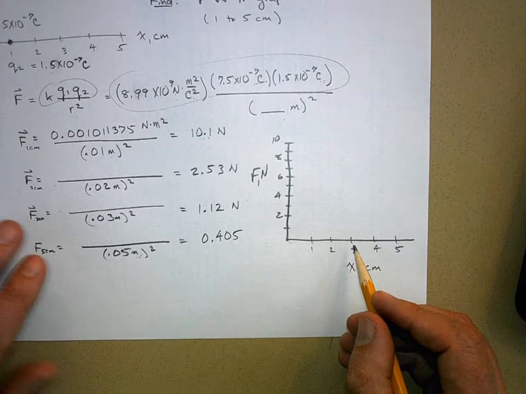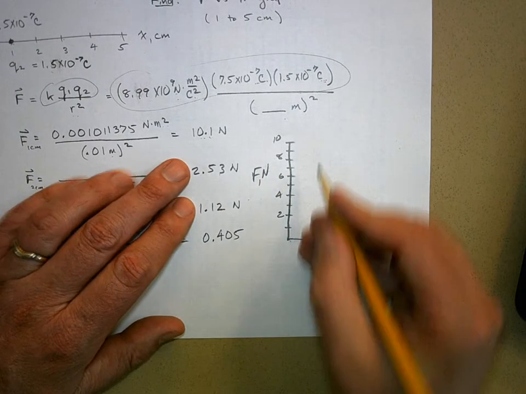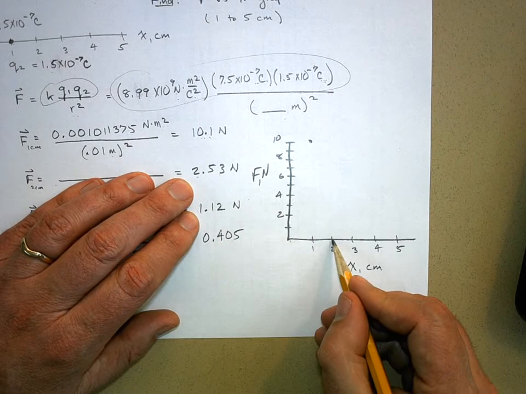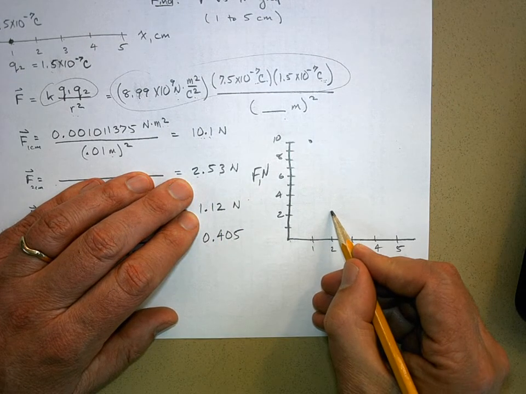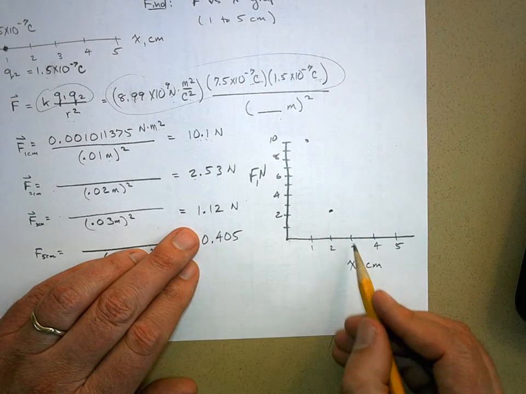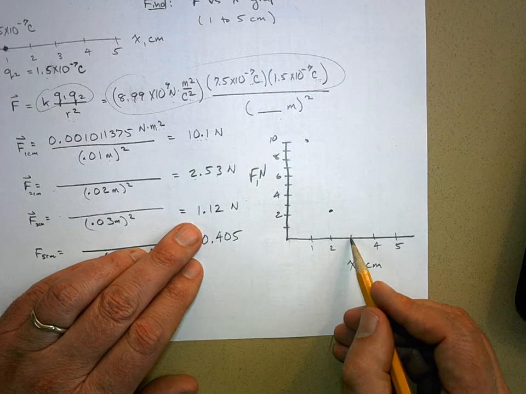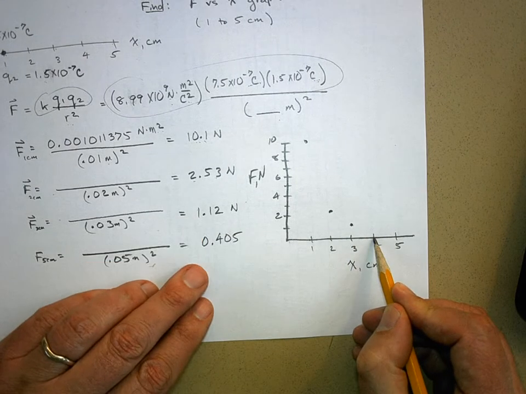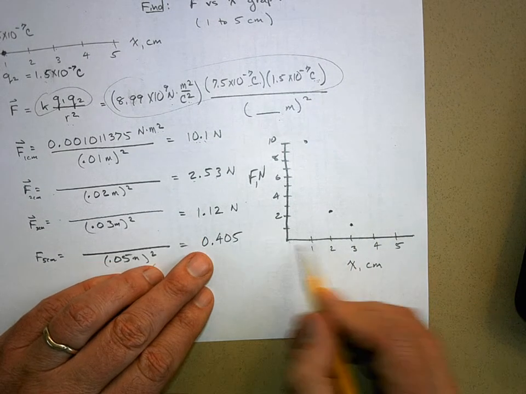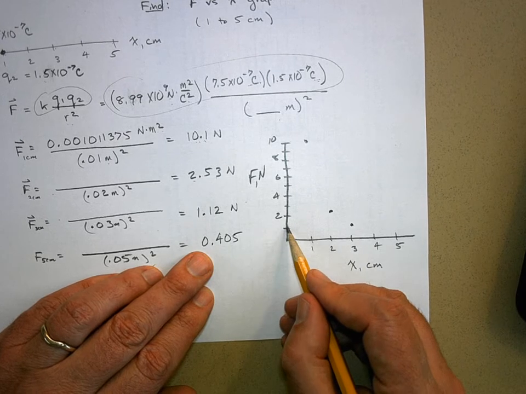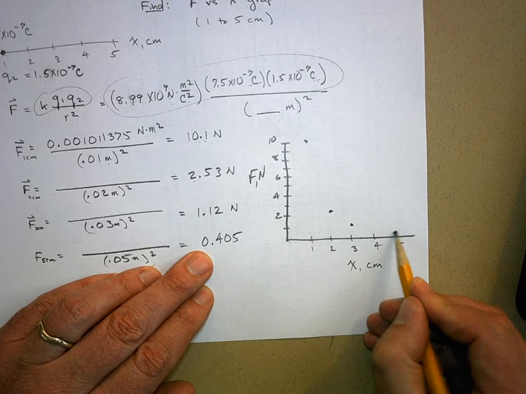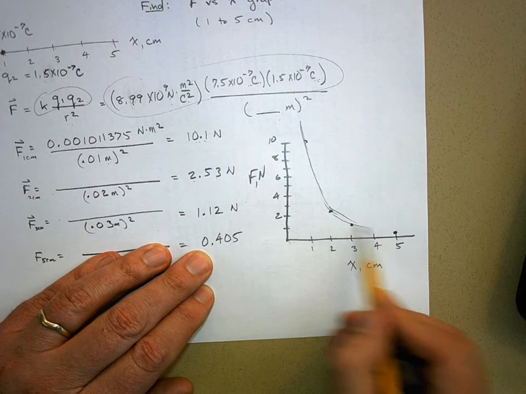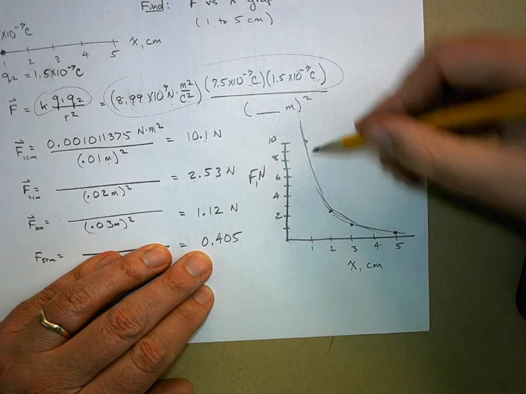Look what we get. At 1 centimeter, we get 10.1. At 2, we get 2.53. At 3 centimeters, we get 1.12. There's 1.12, about right like there. And then at 5, I skipped one and went to 5, it's 0.4. And look what I get. I get this inverse graph. It's inverse, it's 1 over r squared.